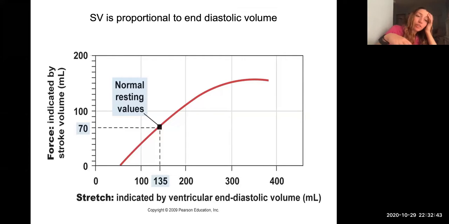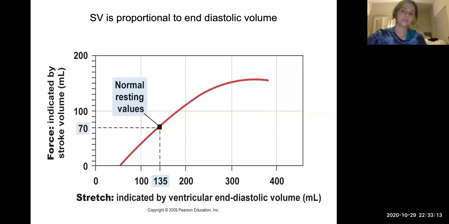Okay. All right. So the stretch indicated by the amount of blood located in the ventricles at the end diastolic volume directly corresponds to the force with which the blood is expelled by the ventricles, against the other pressure in the aortic system. Systemic system, sort of, maybe kind of.